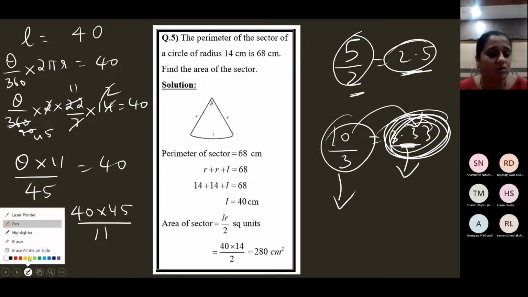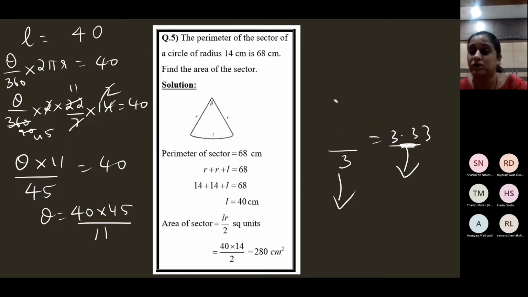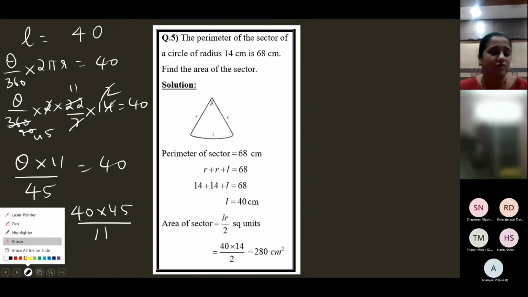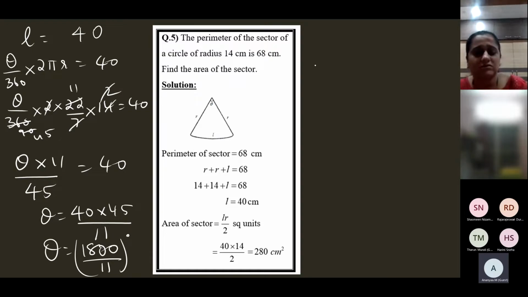So here you may have found the decimal value for theta, but don't use that for further calculation. Use 40 into 45, or if you have multiplied, theta is equal to 180 by 11 degrees. I left it at 45 by 11. Now I'll try substituting the same value. No, I just want to tell the class also.